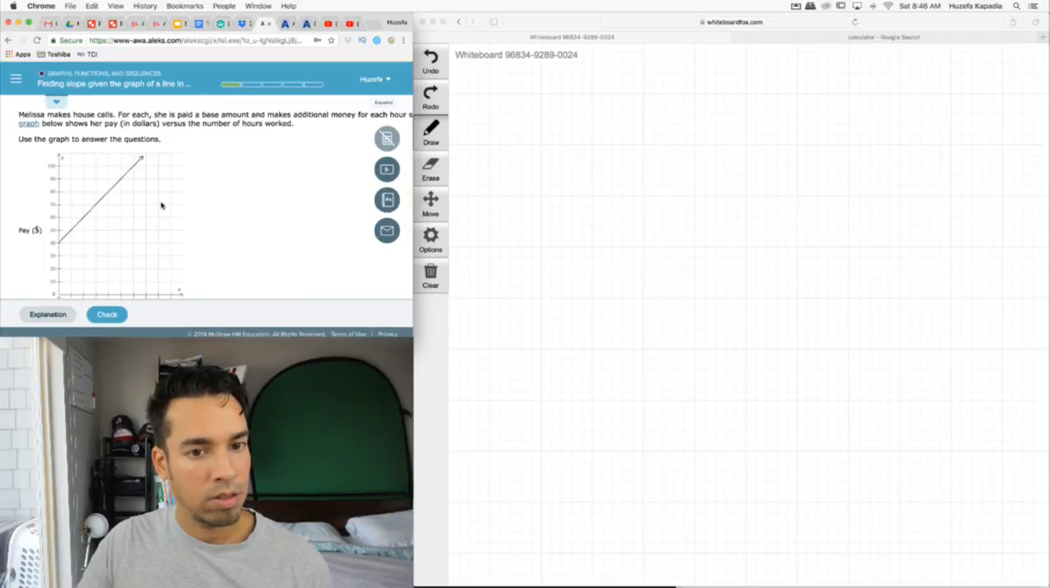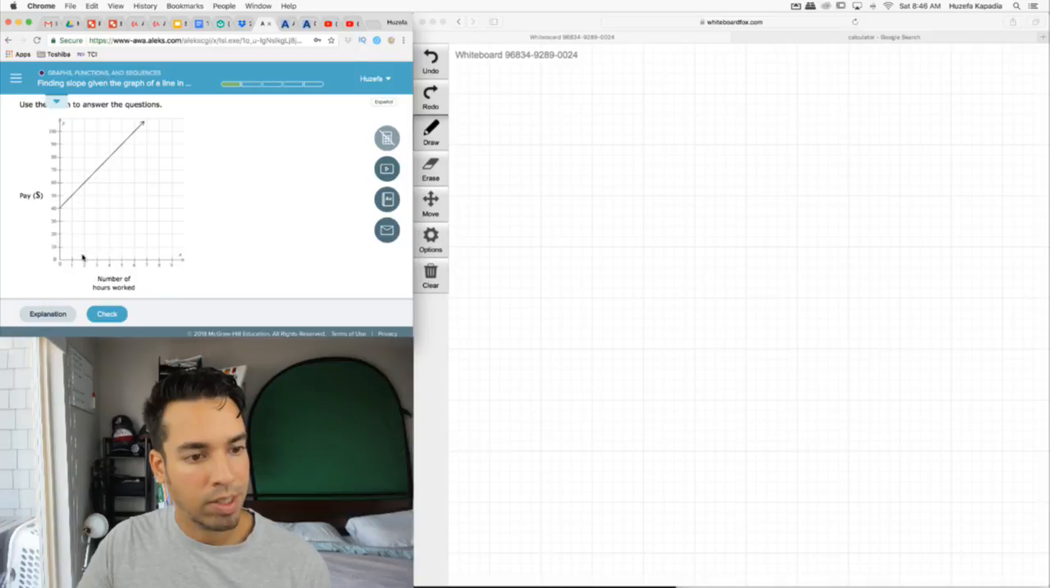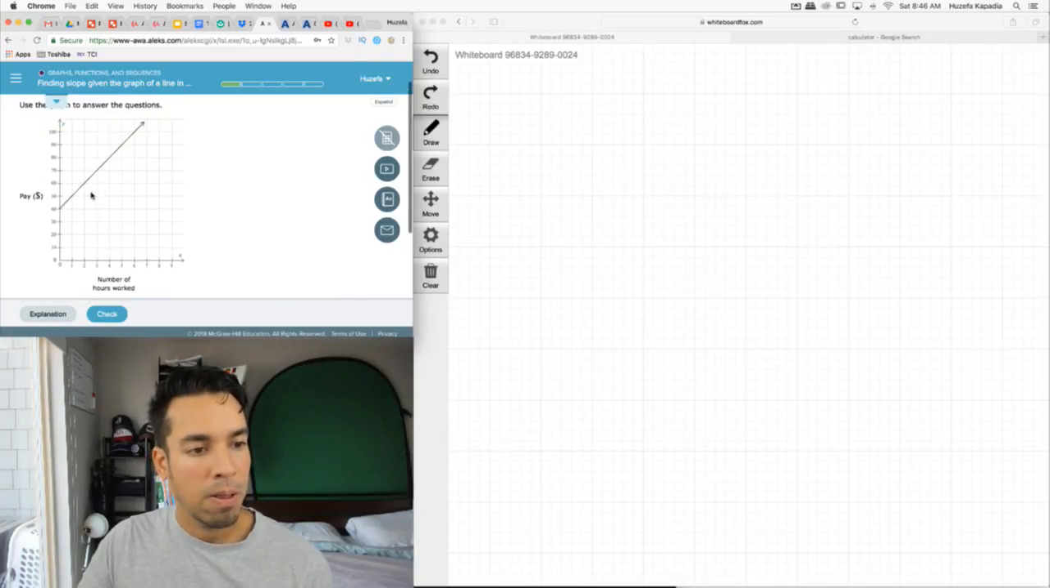Next, the same idea. I'm not going to read this blurb because I can figure it out from the graph. This is the number of hours worked and the amount of money we get. At 0 hours we get $40. At 1 hour we get 50. 2 hours we get 60, and so on. What is the slope of the line? Now this is a little different because this one doesn't start at the origin.